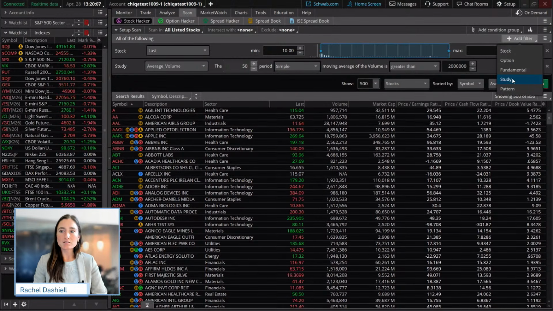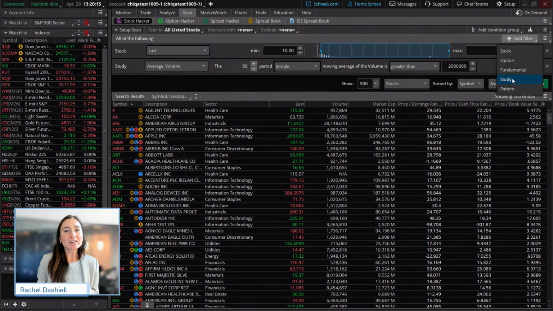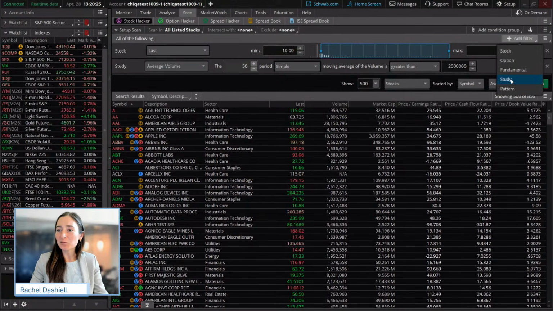Keep in mind, this study filter is only available for you if you are in live trading. So if you are in paper money and you click on study and a message shows up that study filters aren't available, it is because you need to switch over to live trading. Just making that little disclaimer before we dive in here.